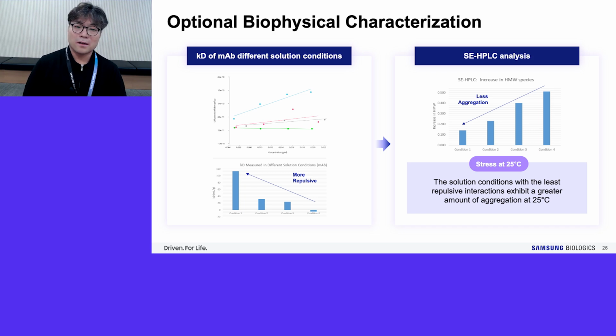These are cases we analyzed for KD. Please look at the left upper side graph. If the molecule has a positive KD trend, then the molecules have repulsive characteristics toward each other. If the molecule has a negative KD trend, then the molecules have attractive characteristics toward each other. That means this molecule has more chance to aggregate. Using this, we can know the molecular characteristics.